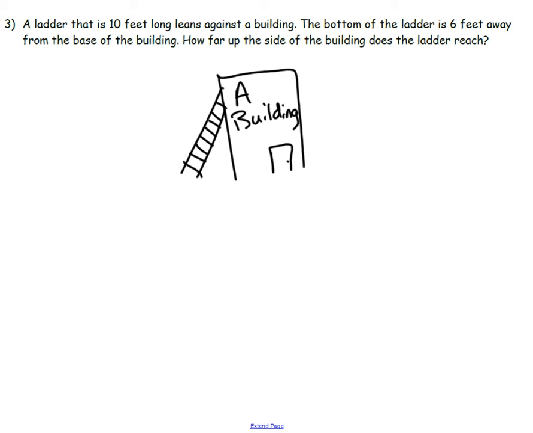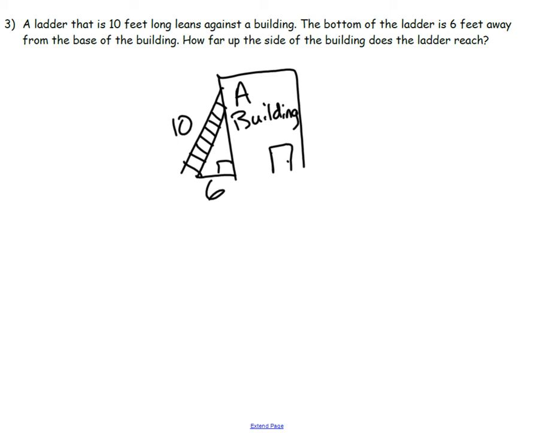So, a ladder 10 feet long. The bottom of the ladder to the building is a total of 6 feet. You already have C. Still not helping. Want to know how far up the building this is? So this does make a right triangle.